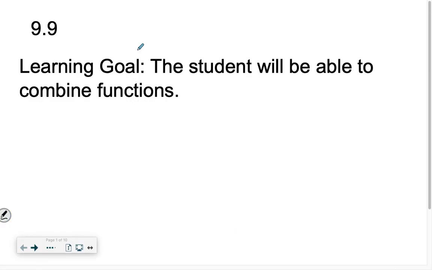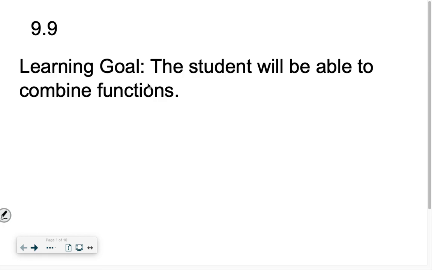Alright guys, today is 9-9. It's technically the last section in this chapter. I'm not sure if this is going to be a one-dayer or a two-dayer, to be honest. Sorry, technical issues. Again, I'm not sure if this is going to be a one-dayer or a two-dayer. We're going to see how this goes.